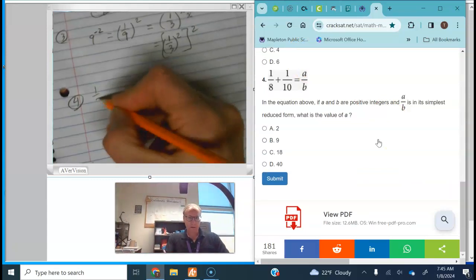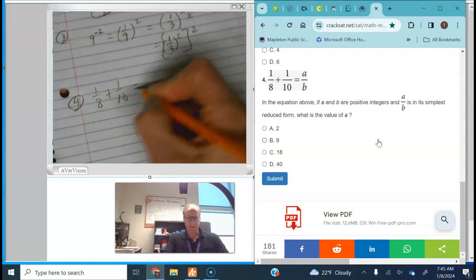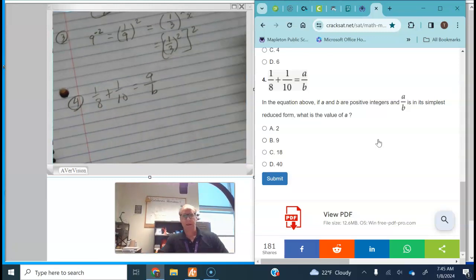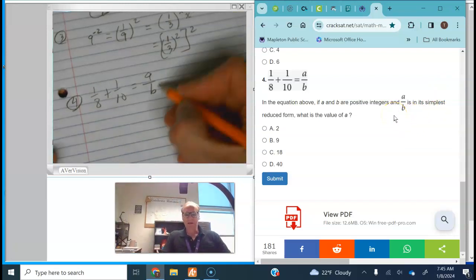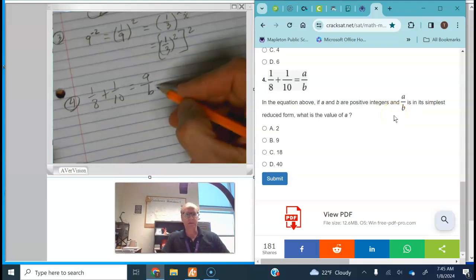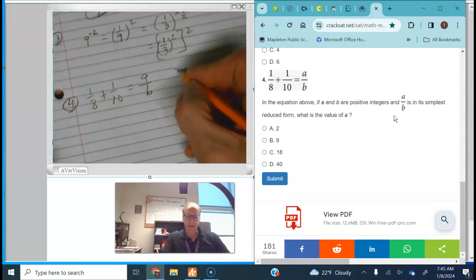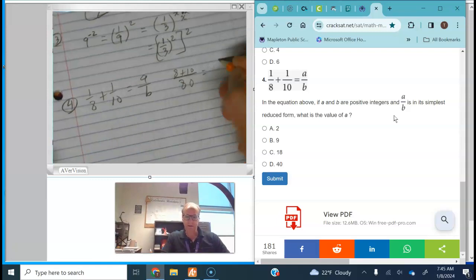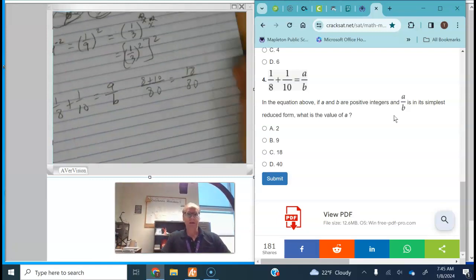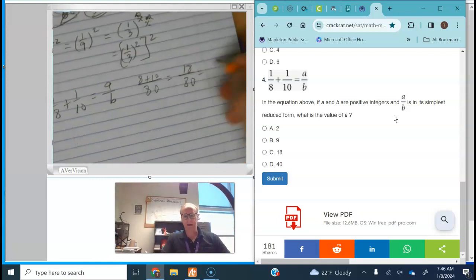1/8 plus 1/10 equals A over B. In the equation, A and B are positive integers, and A over B is the simplest reduced form. Well, we need a common denominator, and a lot of people are just going to multiply and add. If you add these, you get 8 plus 10 over 8 times 10 is 80, so we're looking at 18 over 80, and you have to reduce that, so you divide by 2, which is 9 over 40, and it looks like you're done.